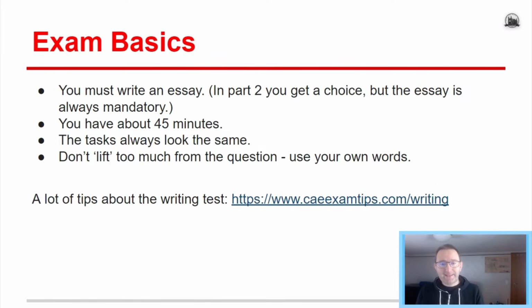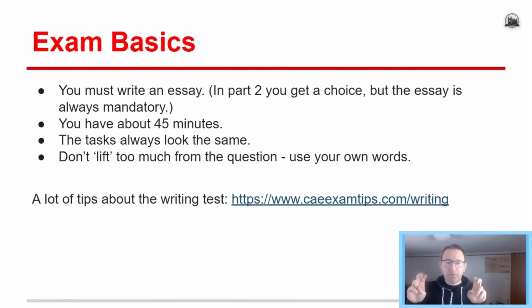So the whole writing exam is 90 minutes and you have 2 parts and each part is the same length in terms of word count. So therefore you have about 45 minutes to write this essay. The tasks always look the same. So if you do 5 sample tasks, then when you see the 6th one, it will look the same. There will be no surprises.